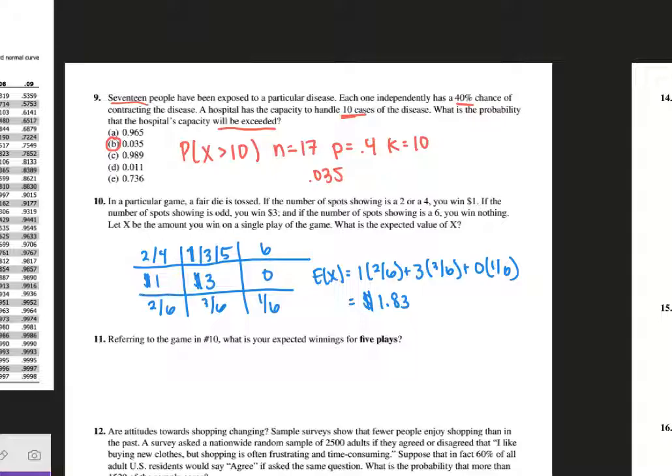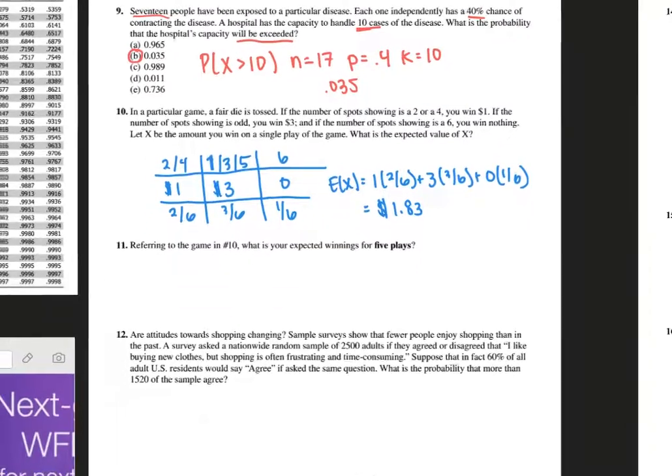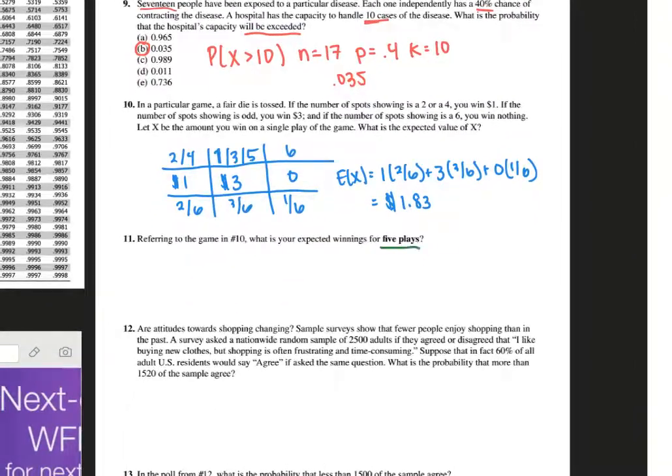Number 11 says, referring to the game in number 10, what is your expected winnings for 5 plays? Well, if we know that our expected winning for 1 play is 1.83, we just have to take that and multiply that by 5. So if you do 1.83 times 5, you get $9.15. So the expected winnings for 5 plays would be $9.15.